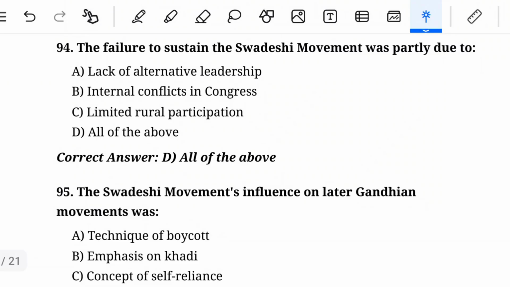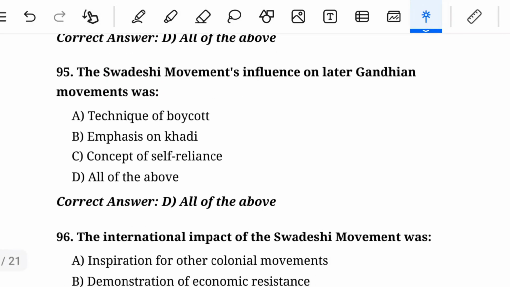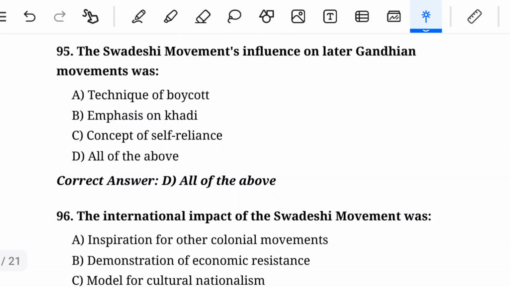94. The failure to sustain the Swadeshi movement was partly due to: A. Lack of alternative leadership. B. Internal conflicts in Congress. C. Limited rural participation. D. All of the above. Correct answer: D. All of the above.